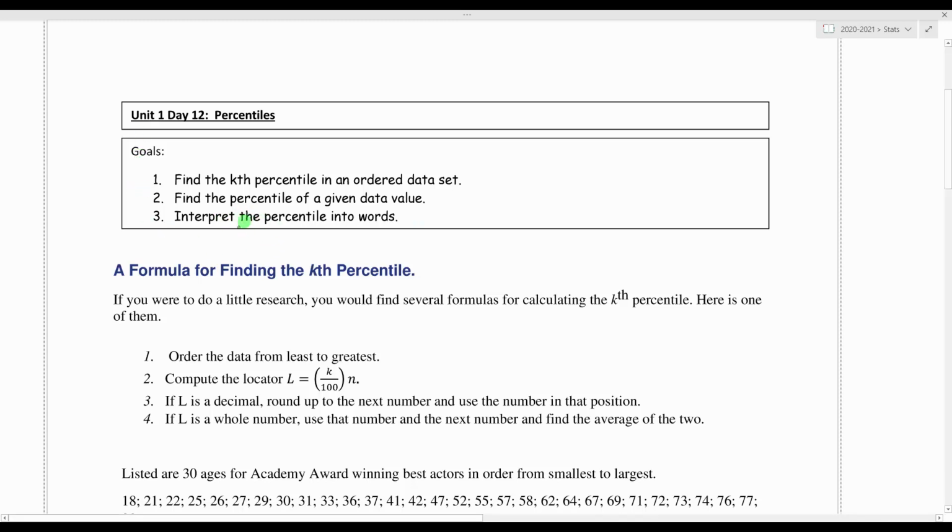And then we're going to also look at interpreting the percentiles into words. So when we talk about percentiles, how do we accurately portray a percentile if we were writing about it, let's say in a report or a paper?